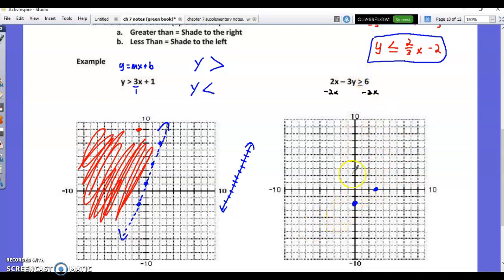So now I have to determine what type of line. Is it solid or is it dotted? Because it's "or equal to," this is going to be a solid line, so I'm going to draw a solid line through it with arrows showing it's going on forever and ever to infinity and beyond, I guess.